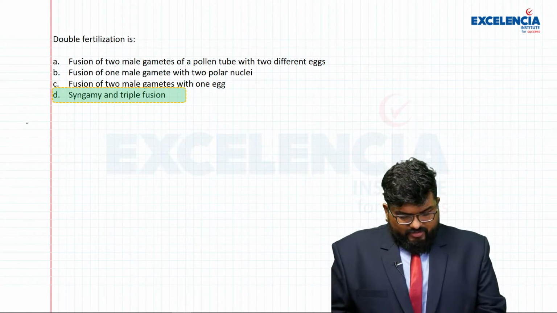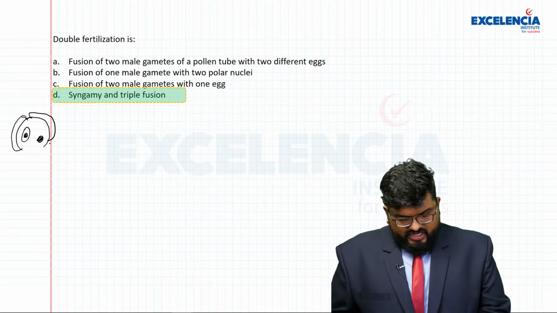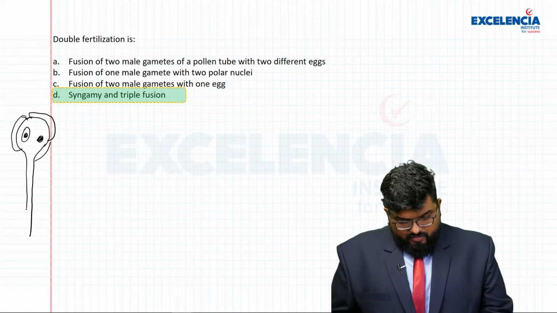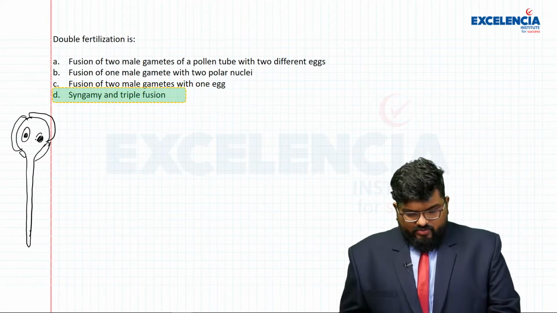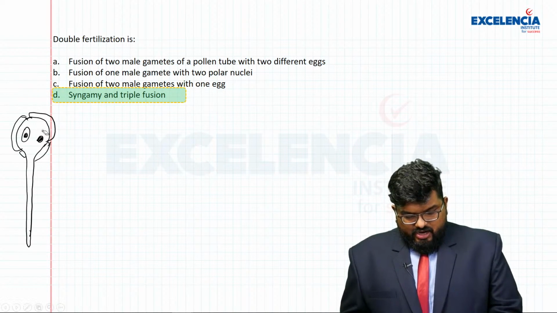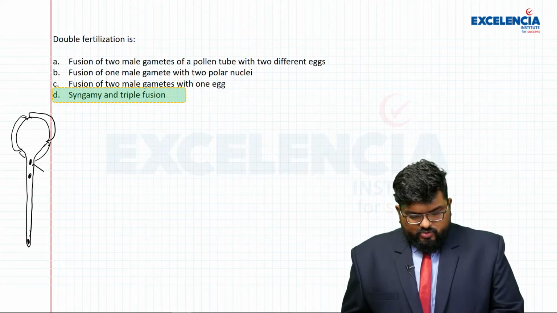Now we have the pollen grain. The pollen grain has a generative nucleus and a tube nucleus. And it has the exine, which shows us the germ pores. And from one of the germ pores, what is going to happen? The pollen tube is going to come out. Now as the pollen tube is forming, the tube nucleus moves to the tip, and the generative cell divides mitotically and forms 2 male gametes.